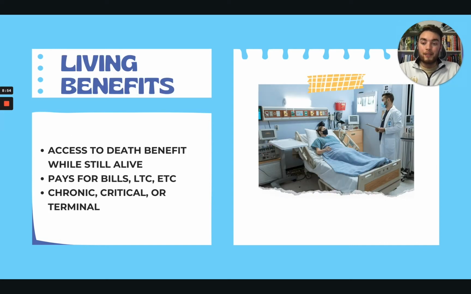There are also living benefits as well. So you get access to the death benefit while you're still alive. If you ever become critically, chronically, or terminally ill, you can start taking out money from your death benefit to go ahead and pay for those medical bills. If you are the breadwinner of the family and you're not working because you're sick and the family has to still be paying bills and paying the mortgage and buying groceries, you can be taking money out from the death benefit to cover that income that's no longer coming in, to pay for those bills, to pay for long-term care, for all those things.